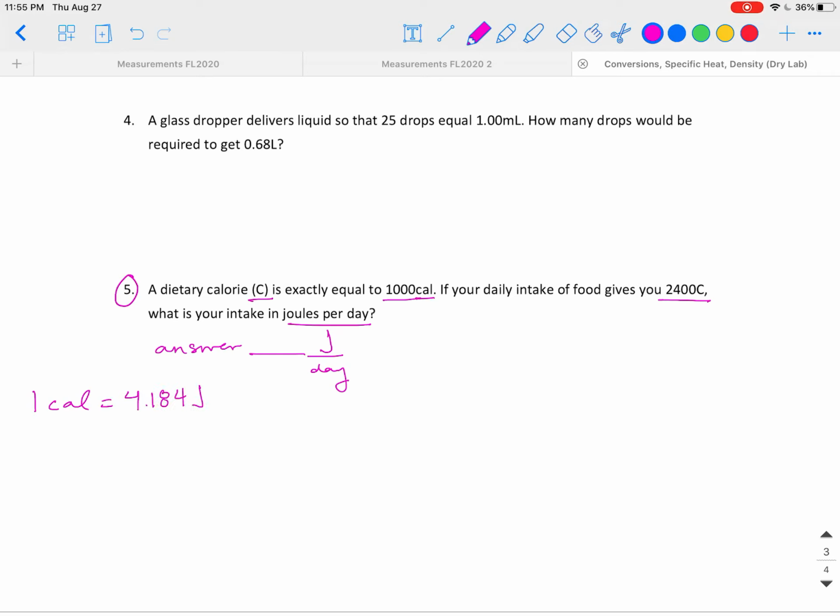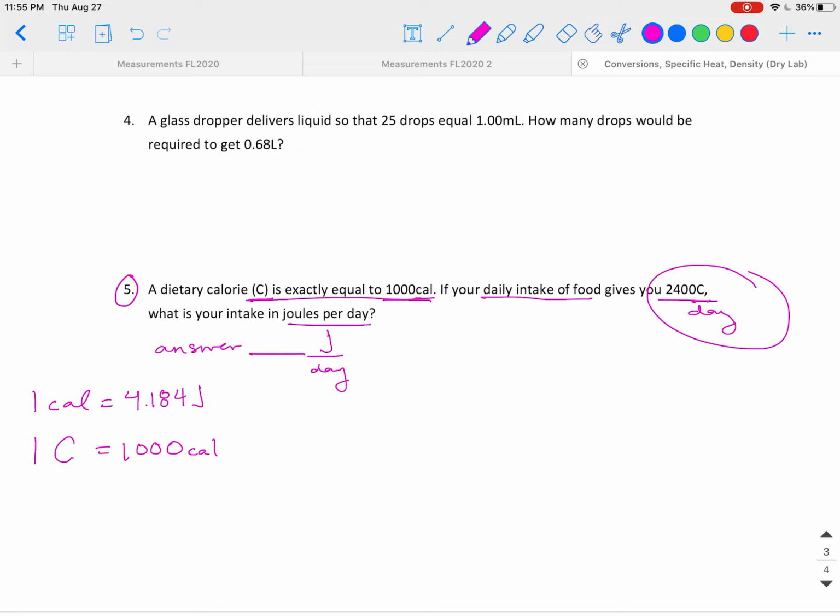4.184 J for joules. And then in the first sentence, we're given another relationship right here. So 1 capital C calorie equals 1,000 lowercase c calories. All right. So this is our daily intake of food. So really the units here are calories per day. Okay. This is how many calories, capital C calories, we're eating in one day.